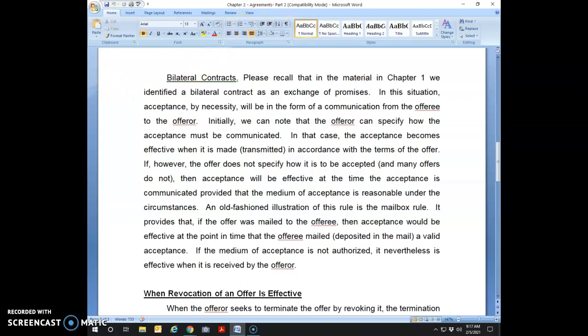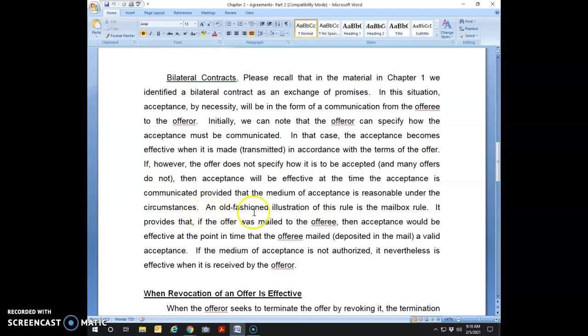Oftentimes, however, the offer doesn't specify how it is to be accepted, in which case acceptance becomes effective at the time it is communicated or transmitted, provided that the medium, or if you will, the way or manner of acceptance is reasonable under the circumstances.